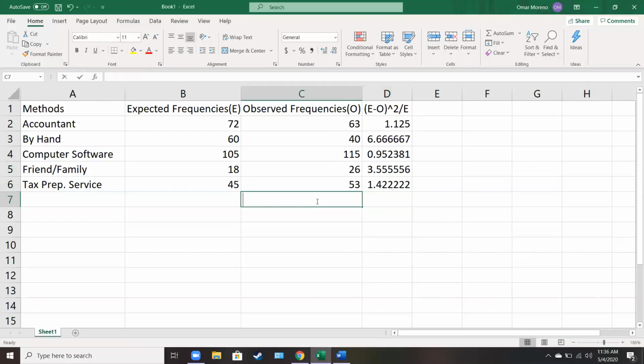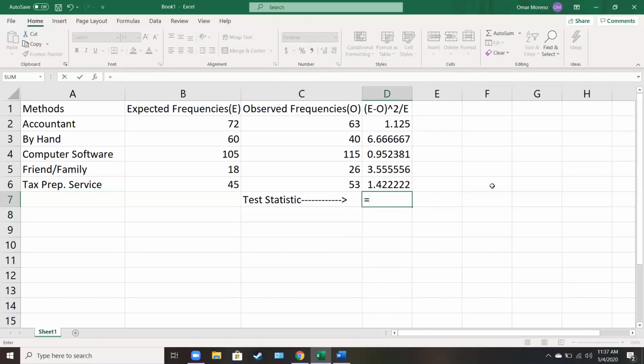Now the test statistic is the sum of all these values. So my test statistic right here, let's make that arrow a bit longer, is going to be the sum of all these observed differences. So I'm just going to use equal sum, choose all those values, and you'll get your test statistic right there. All right, so that's our test statistic for this hypothesis.